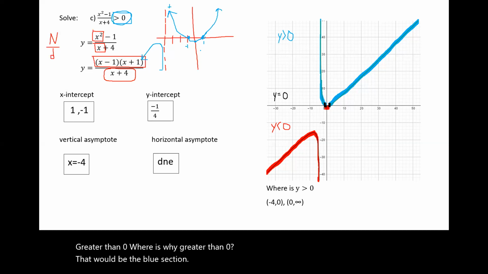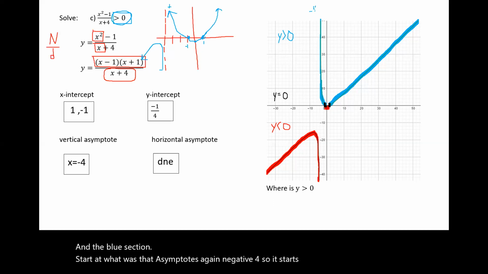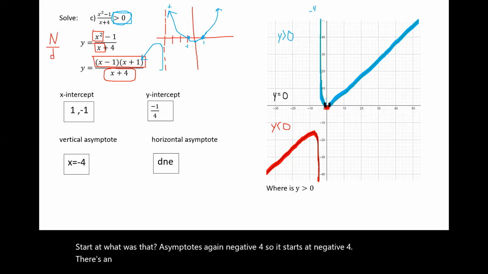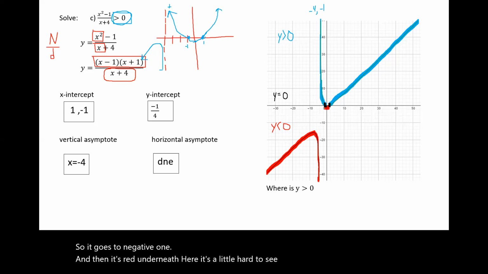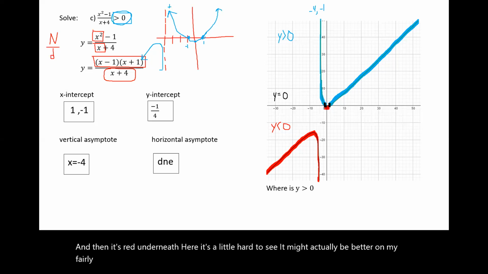And the blue section starts at, what was that asymptote again? -4. So it starts at -4. There's an x-intercept of -1. So it goes to -1. And then it's red underneath here. It's a little hard to see. It might actually be better on my fairly bad graph. And then above again from 1 to infinity.